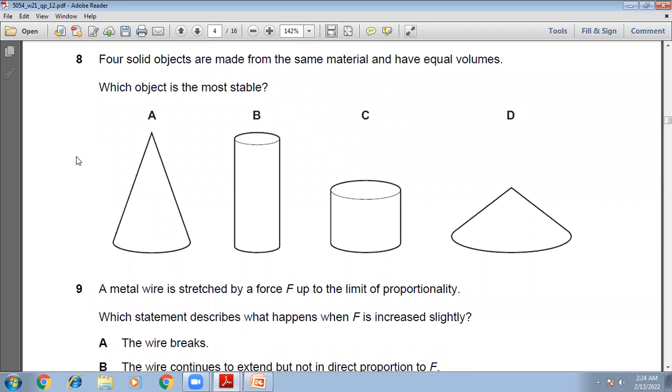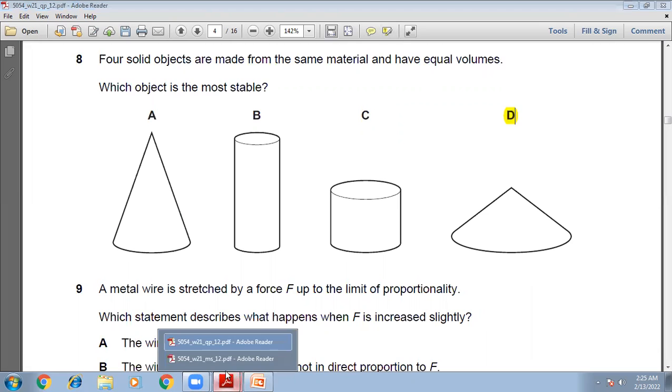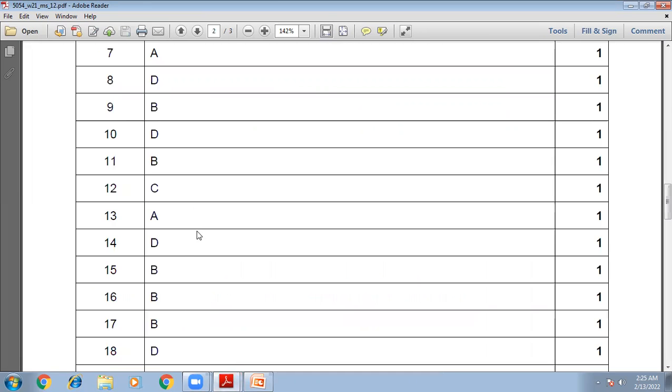Four solid objects are made from the same material and have equal volumes. Which object is the most stable? The most stable will be that whose base area is larger and whose center of mass is lowest. So I think D is the right answer. Its base area is largest and its center of mass is closest to the ground. So question number 8, D is the right answer. Yes, sir.